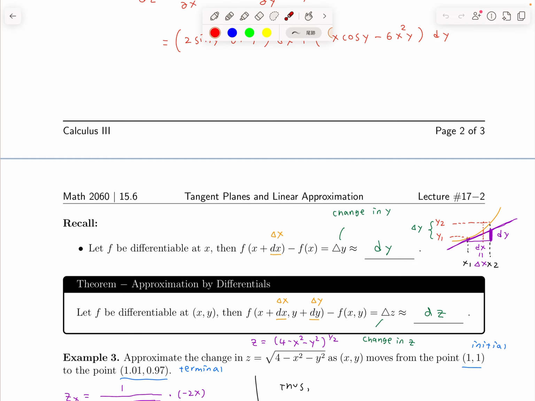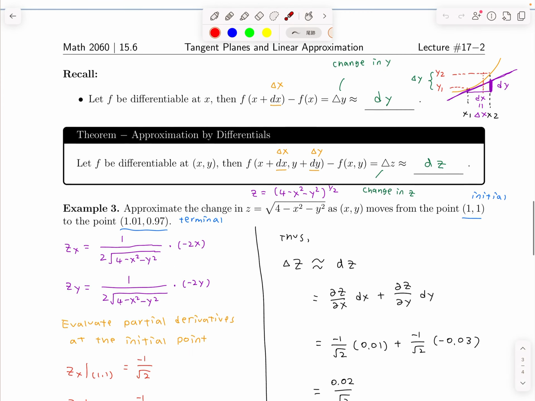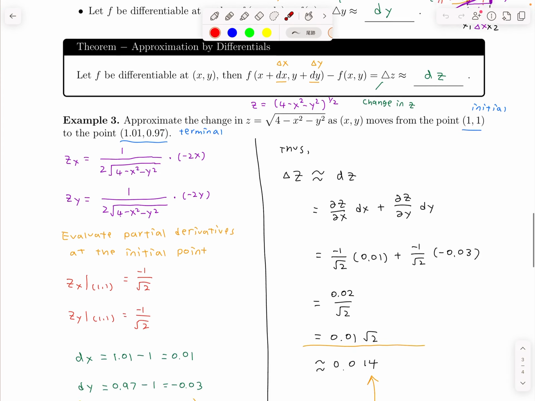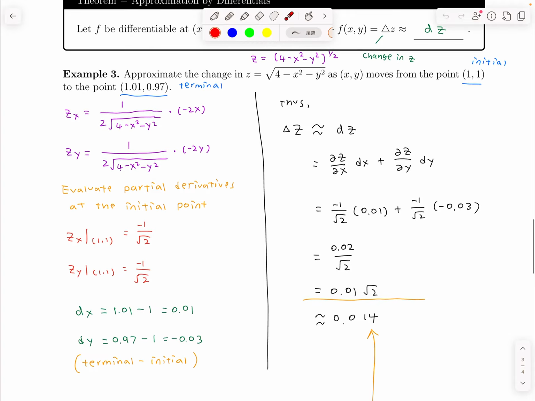Now there are some details in the total differential. Remember, you will need to evaluate your partial derivatives at the initial point. And for the change in x and the change in y, you will need to use terminal minus initial.